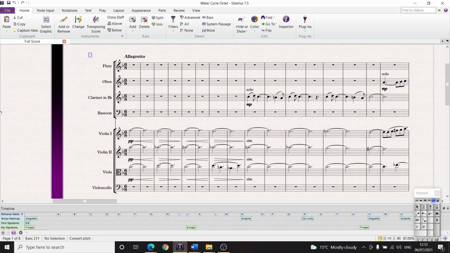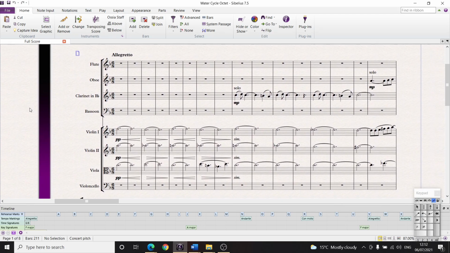Now, if we look over here, you'll see the instrumentation I've gone for is flute, oboe, clarinet, bassoon, violin, viola, cello. I decided this because I just assumed this was the standard octet arrangement. I didn't do any research into it at all, I just made an assumption. Which was perhaps a little bit foolish.